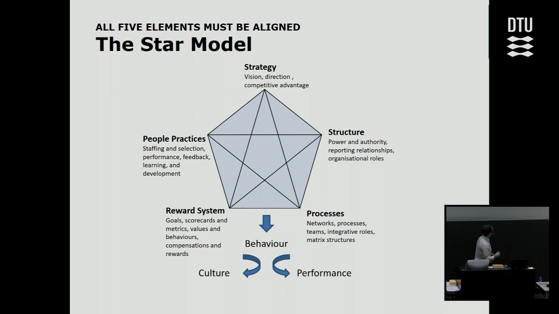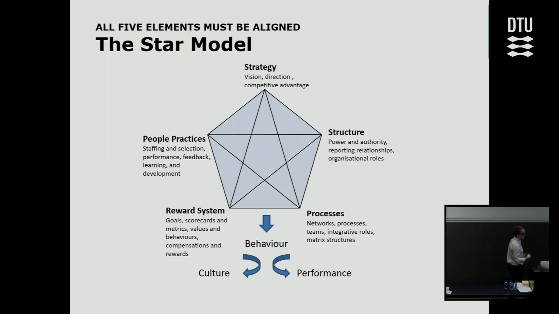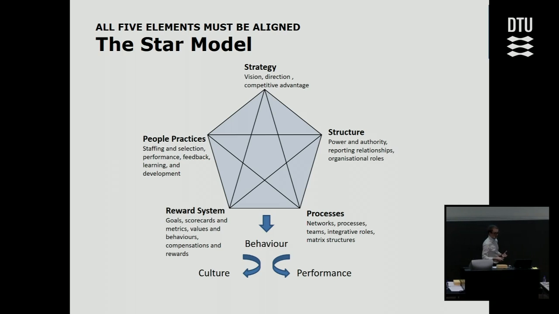I'm sure you know everything about it by now, but just to go through it very fast, there is the strategy, there is the structure, there are the processes, there is the reward system, and the people practices. But this doesn't just stop here. All these things together create the company behaviors, and the company behaviors affect the culture and the performance of the company. So if you remember the model that we started with, the efficiency and effectiveness, this is so related with the STAR model, for example.